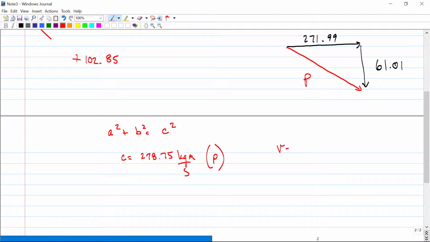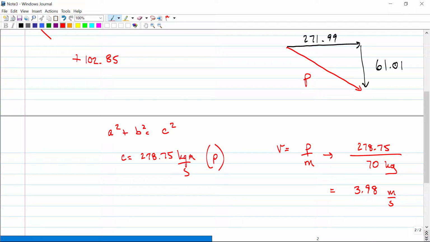Now the velocity of this object when it moves off together is going to be 278.75 divided by the total mass. One was 40 kilograms, the other was 30. So that became a mass of 70 kilograms. And so when I divide 278.75 by 70 kilograms, I get a velocity of 3.98 meters per second.